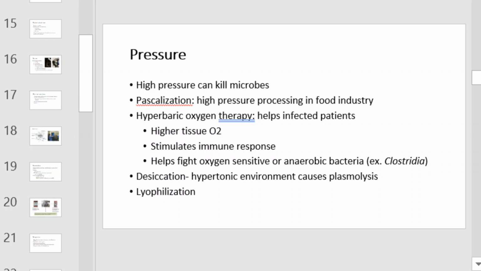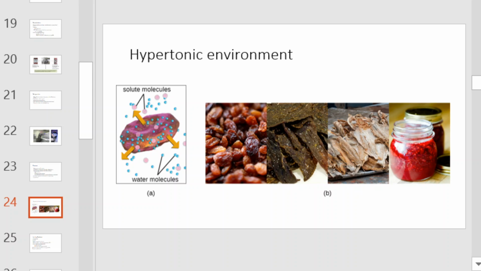Desiccation is a scenario where the hypertonic environment causes plasmolysis in the microbes. The microbes themselves are simply dried out. And lastly is lyophilization, where all the water is removed from the microbe, oftentimes done in situations where organisms are exposed to pressure and extremely low temperatures. This is an example of some different types of hypertonic environments as they are used to treat things like food.